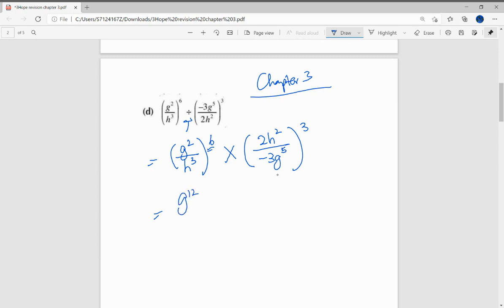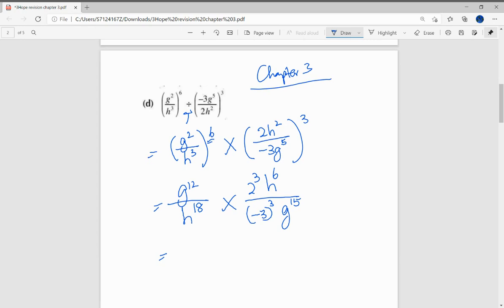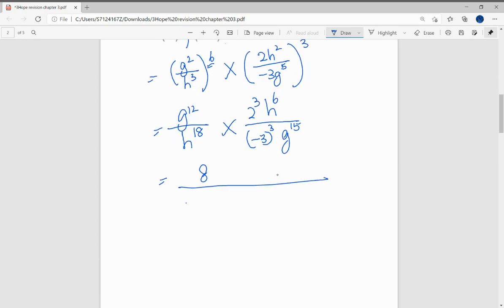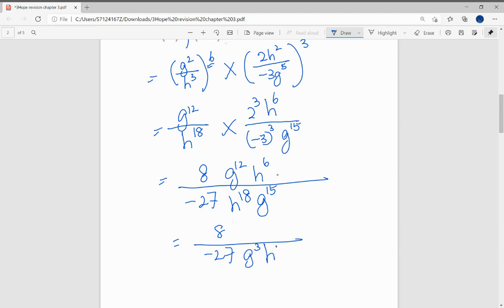So it's g to the power of 12 over h to the power of 18, times 2 to the power of 3 h to the power of 6 over minus 3 to the power of 3 and g to the power of 15. So let's look at the numbers themselves. We will get 8 over minus 27. And we have g to the power of 12, h to the power of 6, h to the power of 18, and g to the power of 15. If you simplify, you'll get g to the power of 3 below and h to the power of 12. Leave it in positive index notation. So this is a quick example.